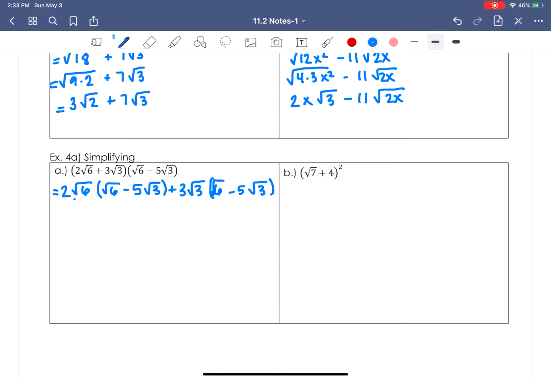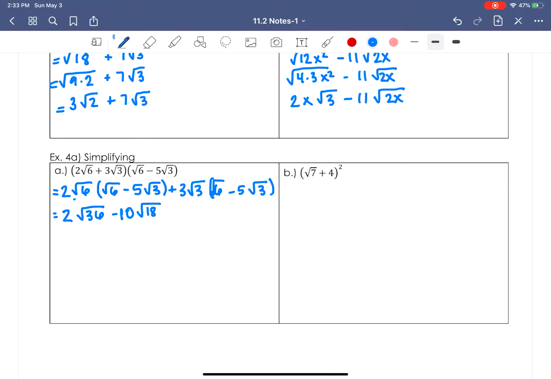Okay, so if I take 2 radical 6 times radical 6, that will give me 2 radical, and then 6 times 6 is 36. Then I take 2 times negative 5, because those are both out front, so that gives me a negative 10. And then radical 6 times radical 3 is radical 18. So you can only multiply things that are either outside of the radical together or underneath the radical together.